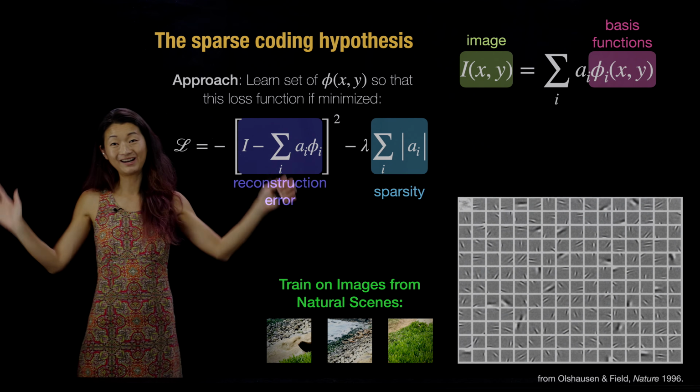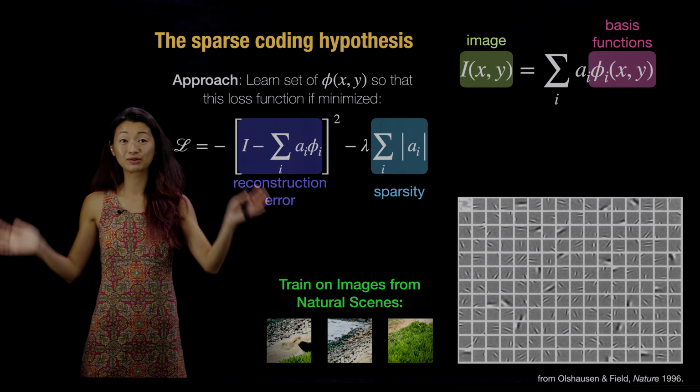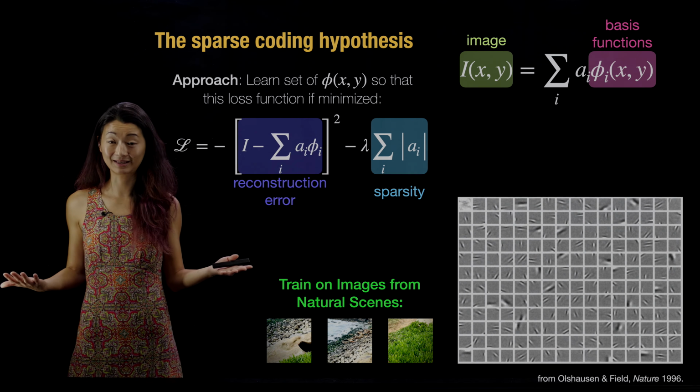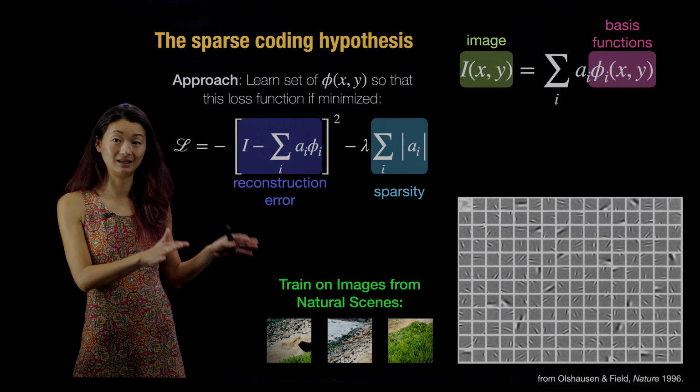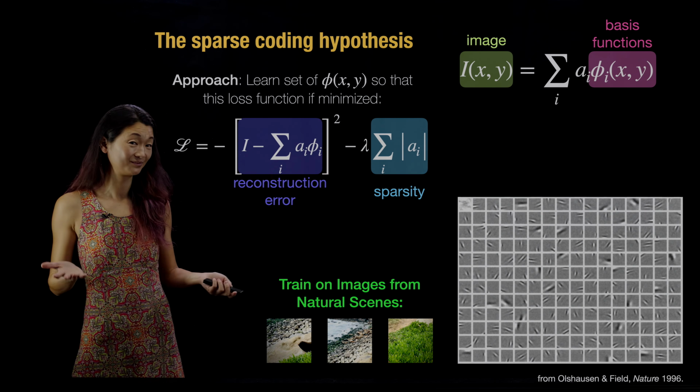So when you're walking around in the real world and you see natural images that have natural image statistics, you can represent that information in V1 using as few activated cells in V1 as possible. So, kind of a cool result.